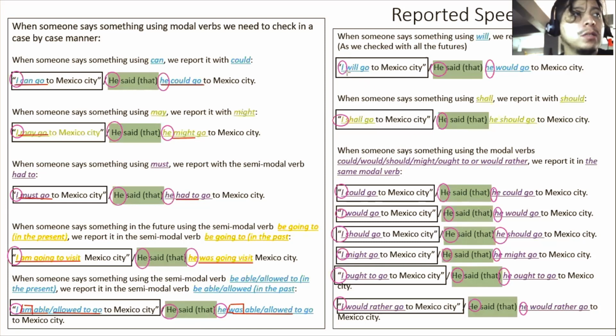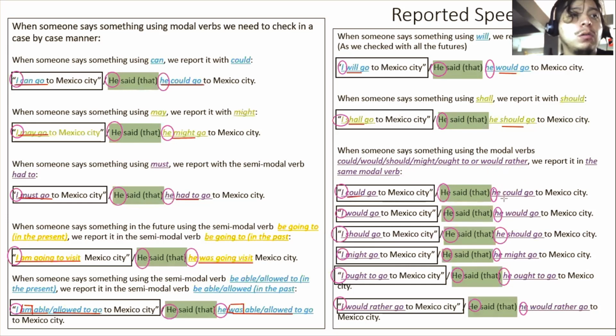I will go to Mexico City. This, we have already checked it. This is will. All wills change to woulds. Shall, I shall go to Mexico City. He said that he should. Shalls change to shoulds. And the rest of them, all of them, continue to be the same. They never change. When someone says something like could, would, should, might, ought to, or would rather, we report it in the same modal verb. We don't really change.